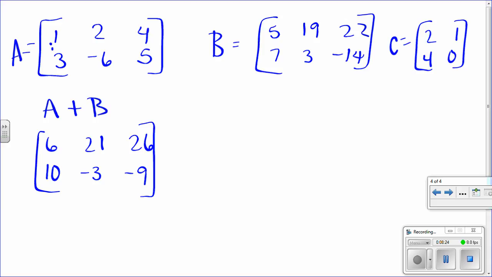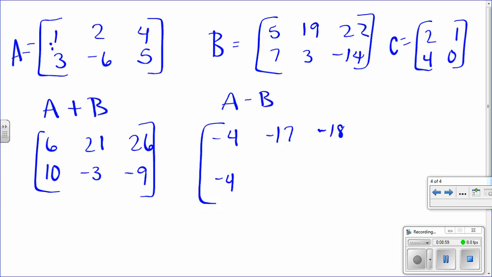That's A plus B. Guess what you do for A minus B? You subtract corresponding elements. Yes. Okay, so let's try that one. There's going to be some negatives involved. 1 minus 5. Okay. 2 minus 19. That is correct. 4 minus 22. Yeah, I don't know what that one got. Okay, 3 minus 7.